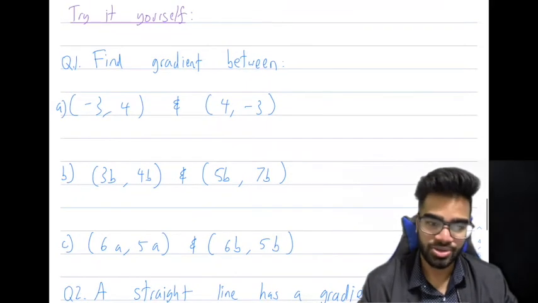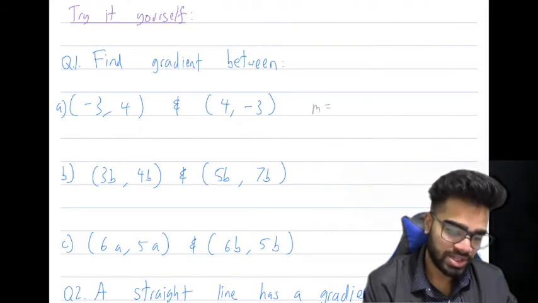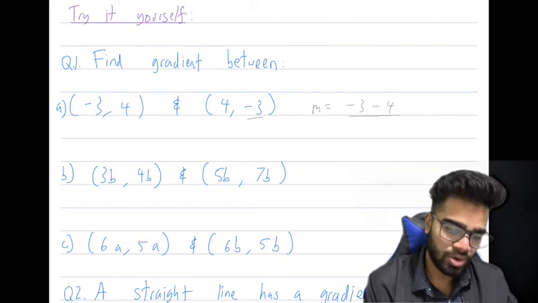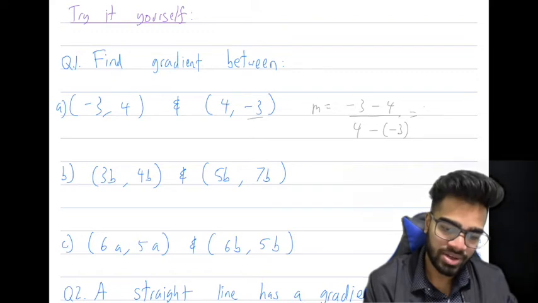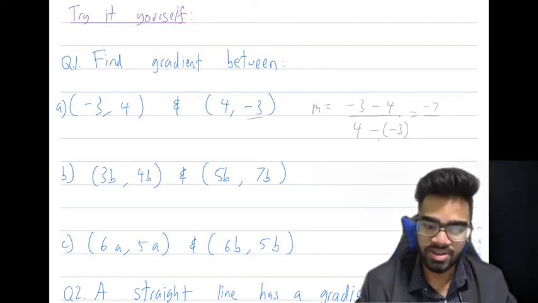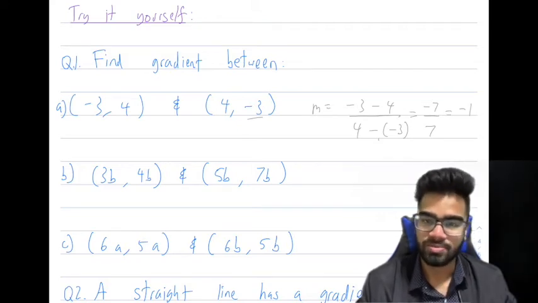In fact, I'm actually going to do all of these with you guys because it's fairly simple. I'm going to say gradient, again, for the first question is y2, negative 3, minus y1, 4, over x2, which is 4, minus, now look, we're minusing a negative number, so you have to put it in brackets, minus negative 3. So what you're left with is negative 3 minus 4 is negative 7. 4 minus negative 3 is 4 plus 3, which is 7. So negative 7 divided by 7 is negative 1, which is the answer.